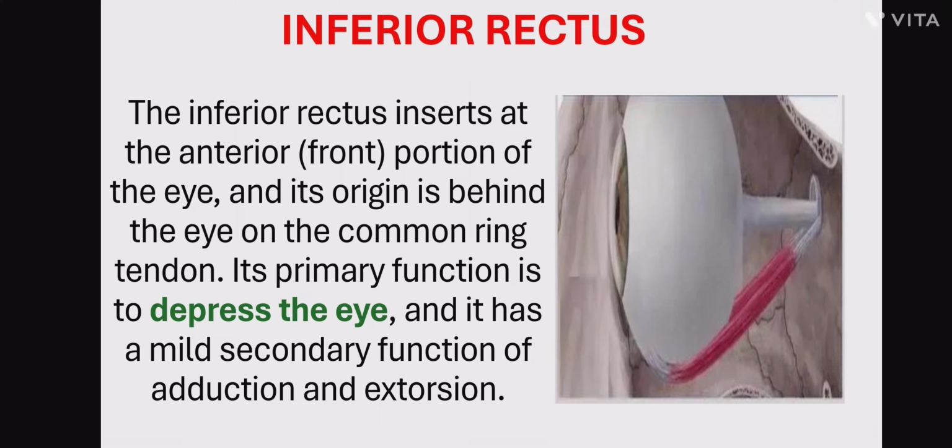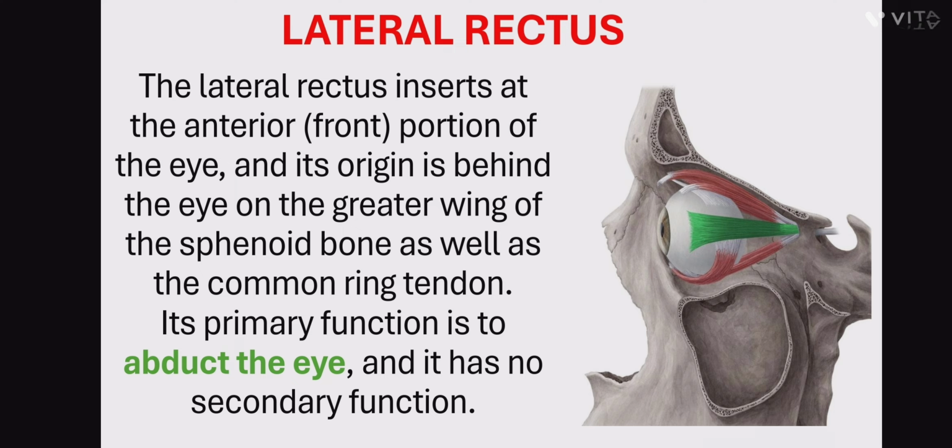The third muscle is lateral rectus. The lateral rectus inserts at the anterior portion of the eye and its origin is behind the eye on the greater wing of sphenoid bone as well as the common ring tendon. Its primary function is to abduct the eye and it has no secondary function.